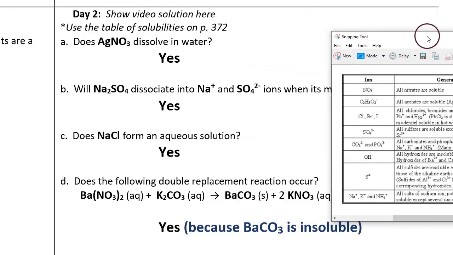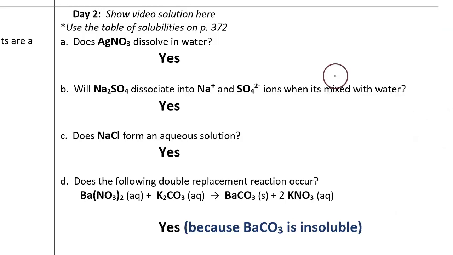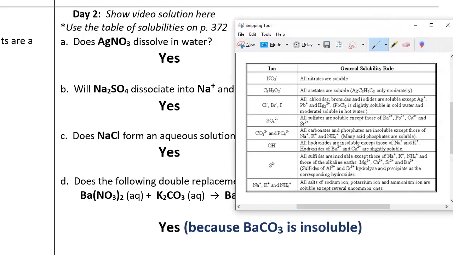Question B, will sodium sulfate dissociate into sodium ions and sulfate ions when it's mixed with water? The answer is yes. To say that the compound dissociates into its component ions is simply another way to say it dissolves in water. It's asking the same question as question A. So let me bring that solubility table on screen again. Again, it's not identical to page 372, but the information on there is identical.